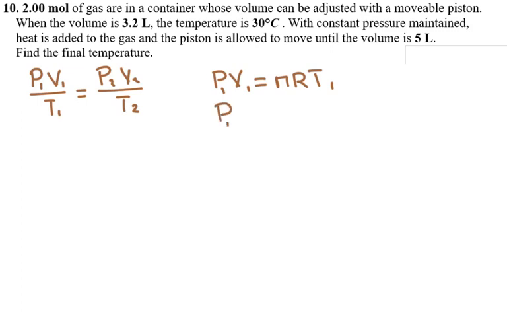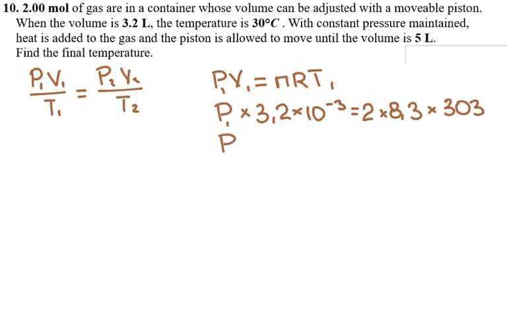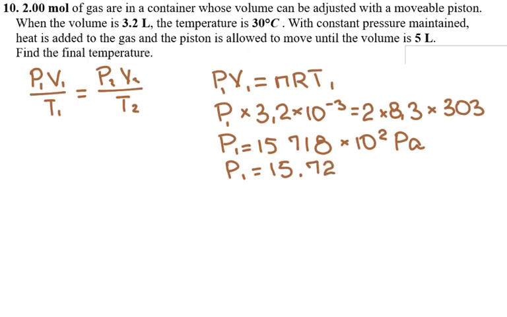So I have P1, and the volume is 3.2 times 10 to the negative 3, 2 moles of the gas, 8.3, and the temperature is 30 degrees Celsius, which is 303 Kelvin. So from here, I can see that pressure 1 is equal to 15,718 times 10 to the power of 2 pascals, or it equals 15.72 atmospheric pressure.